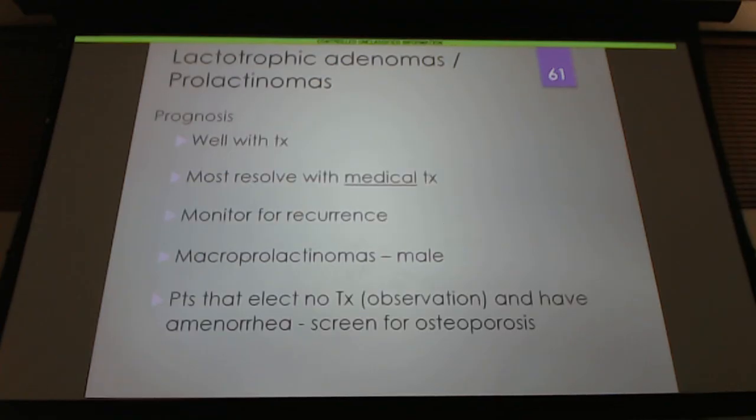Prognosis, they do well. Again, 50% of people have the adenoma shrink by 50%, and 90% of people have normal prolactin levels with dopamine agonists alone. They're going to be monitored. Obviously, complications are associated with those macroprolactinomas, specifically in males.